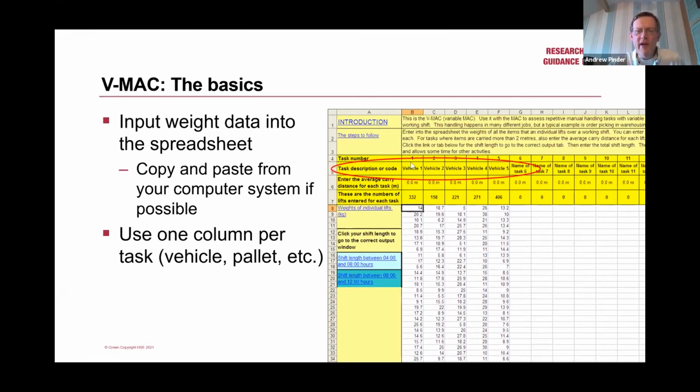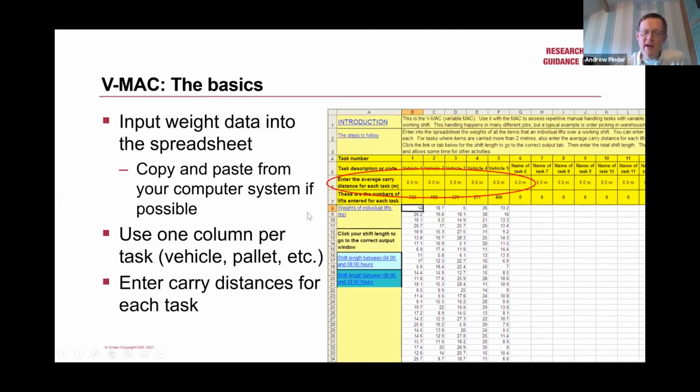The general recommendation is use 1 column per task. So if it's unloading a vehicle and you know the weights from that vehicle, then you put that in vehicle 1 in column 1, vehicle 2, column 2. You can change the names to suit yourself. Or if it's palletizing, or depalletizing, again, you can do the same kind of thing.